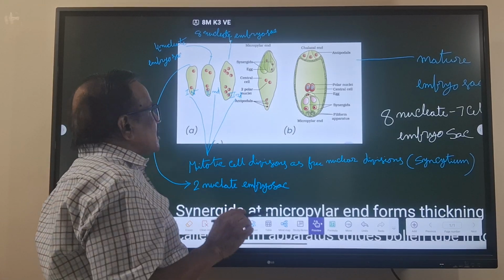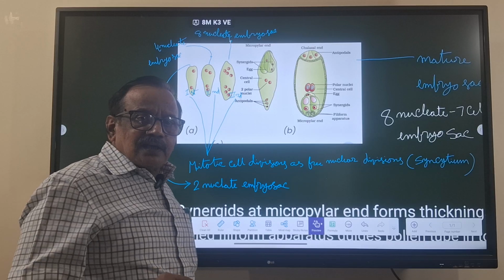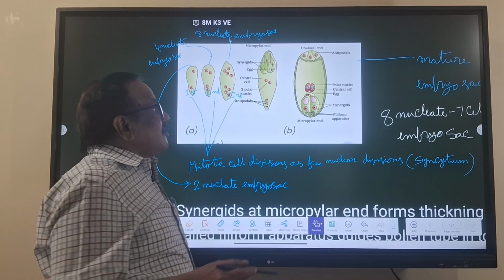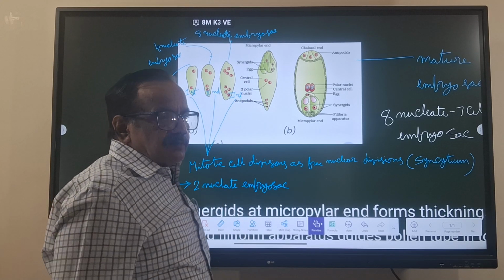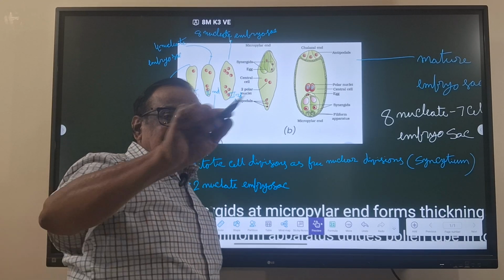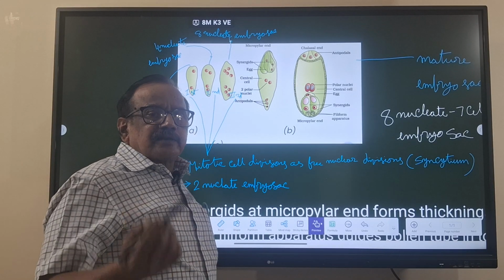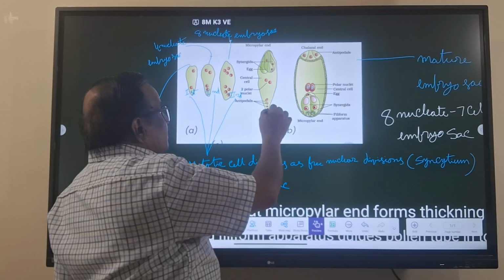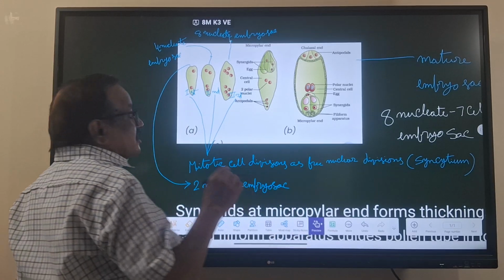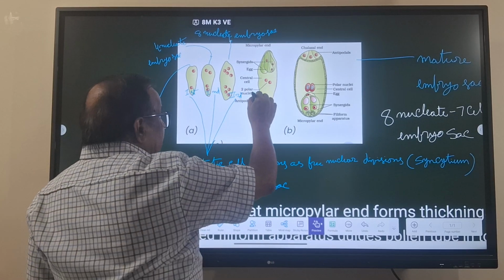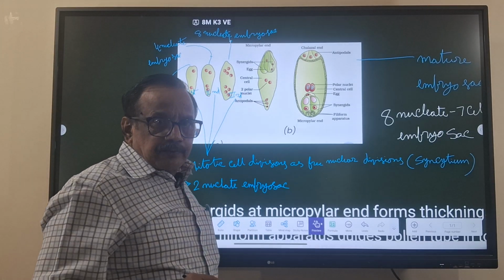Then the cellular formation will start. Up to now it is free nuclear; now it will become cellular. How? Only 6 cells will be formed. When will cytokinesis take place, he will ask. After the 8 free nuclear condition is formed, cytokinesis takes place, and they form cell walls and form the cells. So 6 cells are formed at the opposite poles.